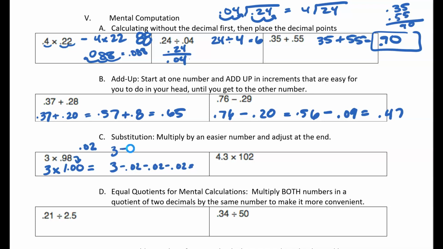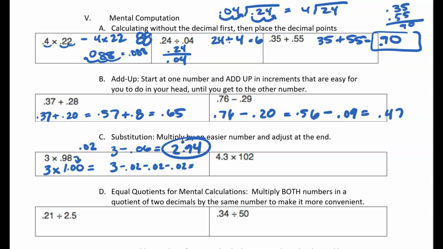The other way you could write it is 3 minus 0.06. And then you get 2.94. If you were estimating, you could just say the answer is 3, but this is not asking for estimating, so we're writing down the correct answer.